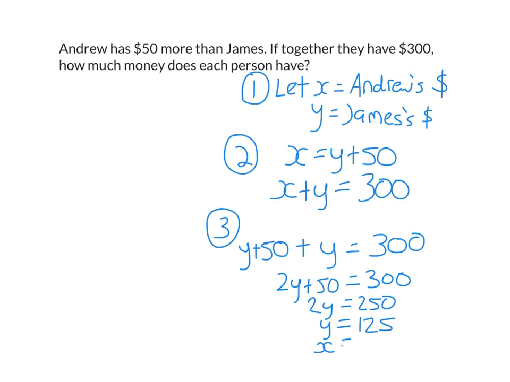Because this is a worded question, we're going to solve with a worded answer. Y was the amount James had, X the amount Andrew had, so we have Andrew has $175, James has $125. So we just write something like this in red, answers the question, and we're done.